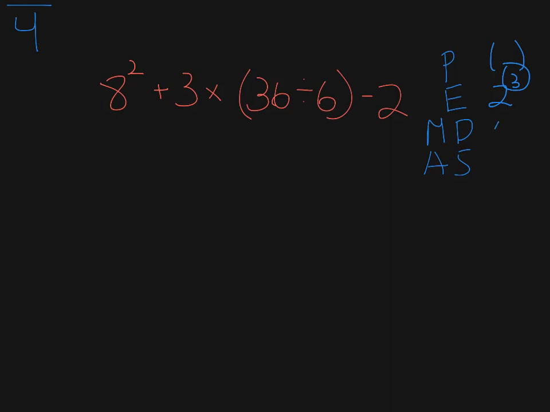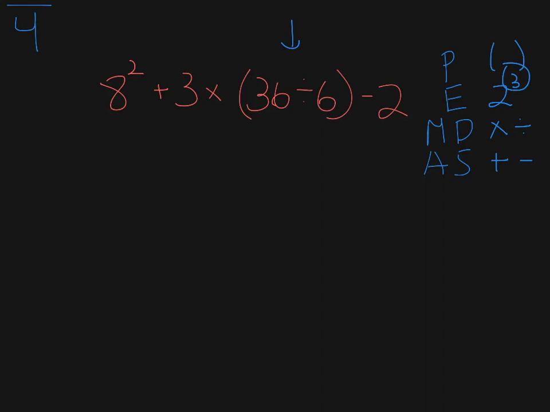Then you must multiply or divide, and that one you can do based on which one comes first, from left to right. And lastly, addition and subtraction, you must do from left to right. So let's go and take our math problem. There is a parentheses here. So we must take care of that first. I know that 36 divided by 6 is 6.